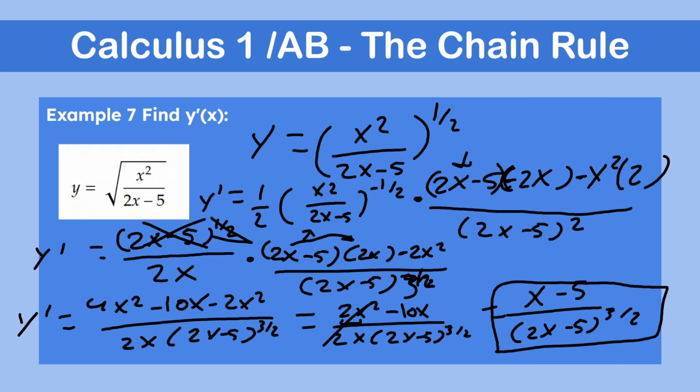So when you cancel this out, you're left with x, and negative 10x is the same thing as negative 5 times 2x. So you can also cancel out a 2x from here. So you'll be left with x minus 5 over 2x minus 5 to the power of 3 over 2 as our final answer. Okay, so now we're going to do this derivative.